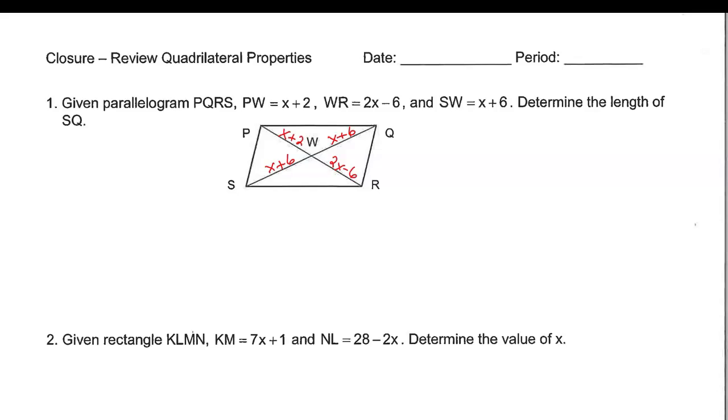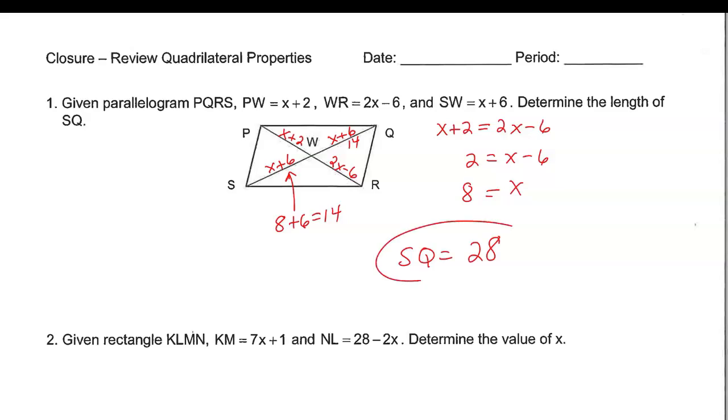That means each half is the same. So look at diagonal PR. The first half of PR is x plus 2, and the second half is 2x minus 6. So I can set x plus 2 equal to 2x minus 6 to solve for x. Subtract x from both sides and add 6. Since x equals 8, that's 8 plus 6 is 14. So half of the diagonal SQ is 14, so the other half is 14, and together that's 28. The length of SQ is 28.